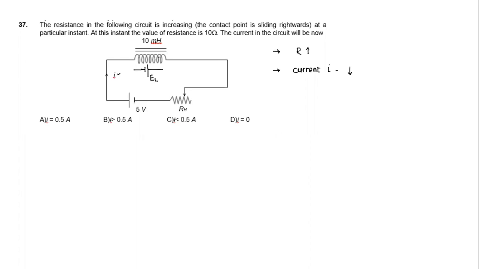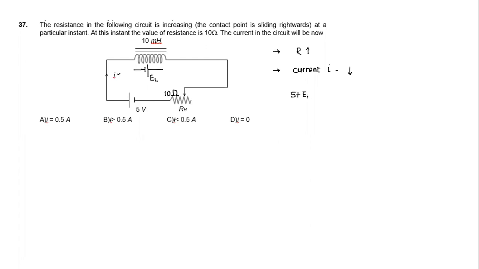Okay. So at this instant, the resistance is 10 ohm. This resistance is given as 10 ohm. What is the value of I? So this is the situation given. If you have to find the value of I, we can try to find it using Kirchhoff loop rule. If you apply Kirchhoff loop rule, what would this be equal to?